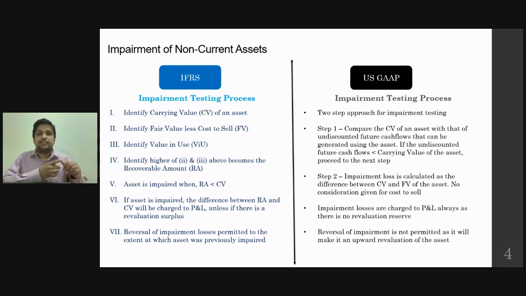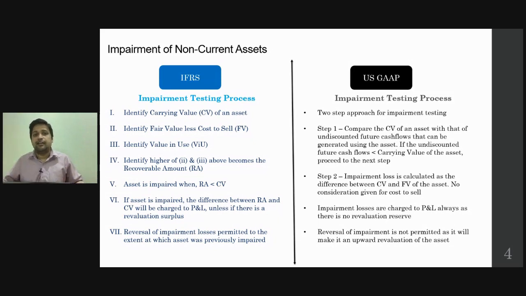And then we're going to compare the carrying value and the recoverable amount to see if the recoverable amount is lower than the carrying value. In such case, there would be impairment losses. But remember, if the recoverable amount is greater than the carrying value, then we continue to record the asset at the carrying value as we are following historical cost convention in this particular case.